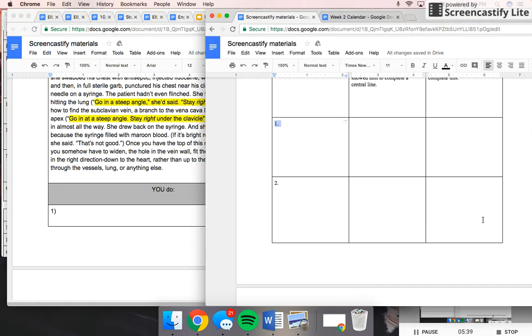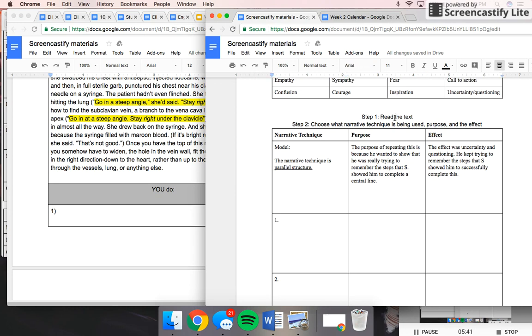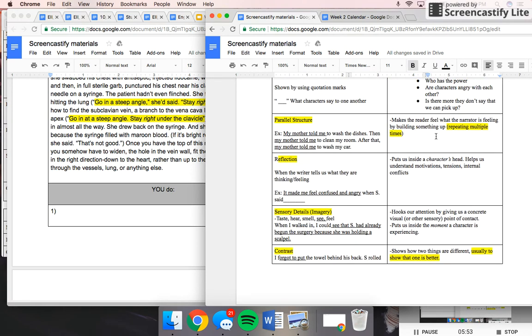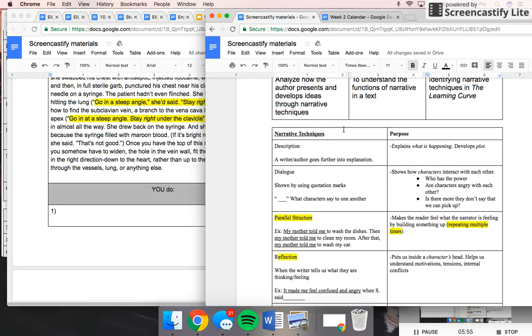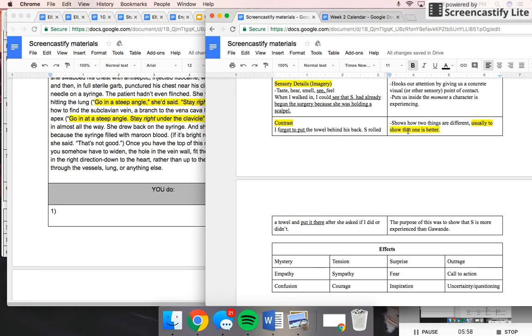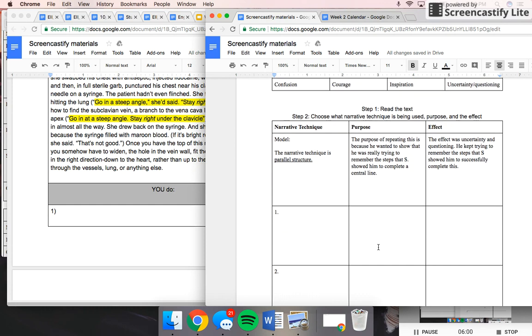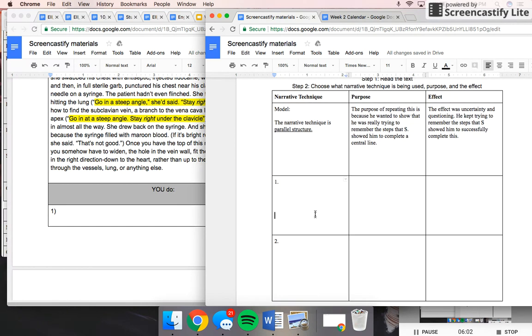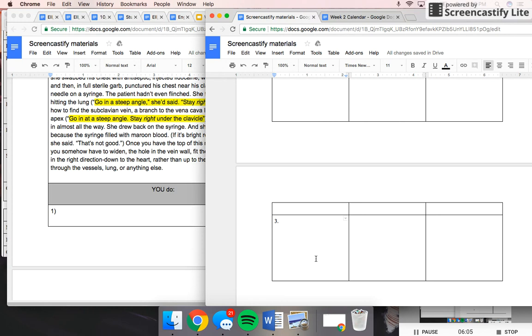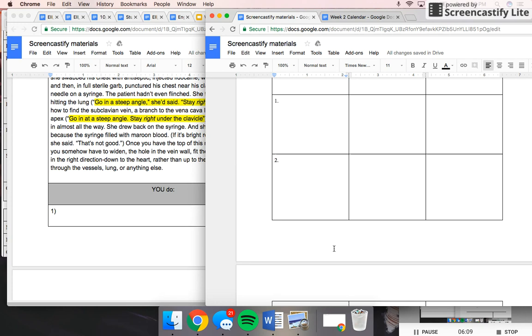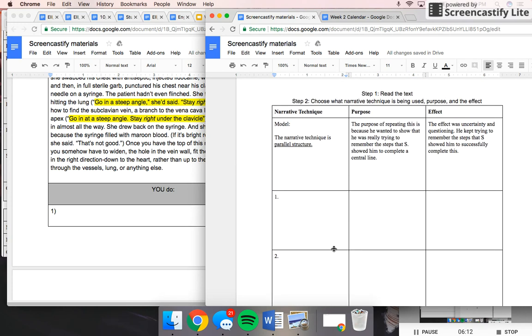It says right here what the first steps are. It says step 1, read the text, okay? Then you're going to choose what narrative technique is being used, what's the purpose, and what's the effect that it has on the reader, okay? You can use this chart up here to help you guys out with what's the technique, what's the purpose, and what's the effect, okay? Once you've completed all 3 examples, go ahead and raise your hand, and you're going to join the class back in lecture. If you have any questions, please patiently wait and just raise your hand as we come around.